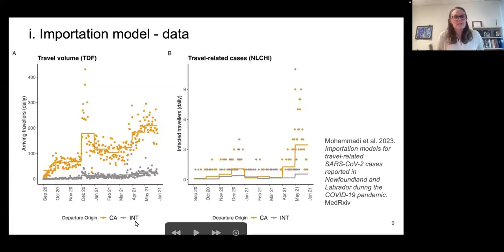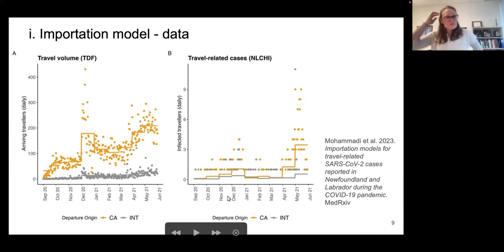So this is just the raw data, because here I'm just trying to get a general sense of whether there is a relationship between travel volume and travel-related cases. So travel-related cases are on the right. And you see a bit of an increase over time. This is going through to June 2021. So that's what the data looks like in terms of travel-related cases and travel volume.